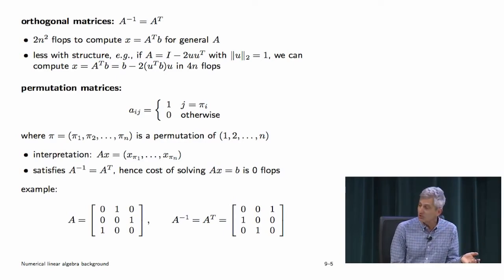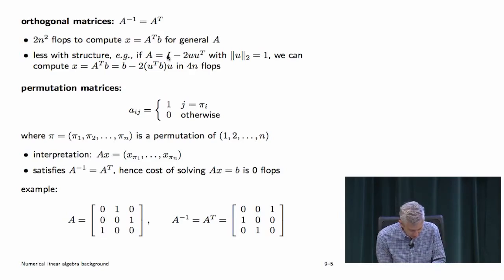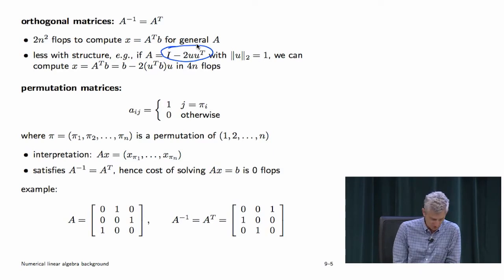There are other data structures. Here's a very famous one. It looks like this. It's a reflection, right? That's an orthogonal matrix. And you can see it is an identity minus a rank 1 matrix, right? We're going to talk a lot about that later today. But there, that can be done in order n flops, right? So very fast, right?